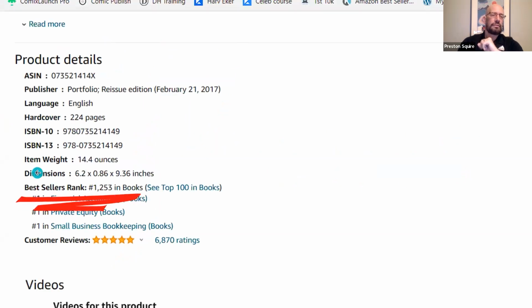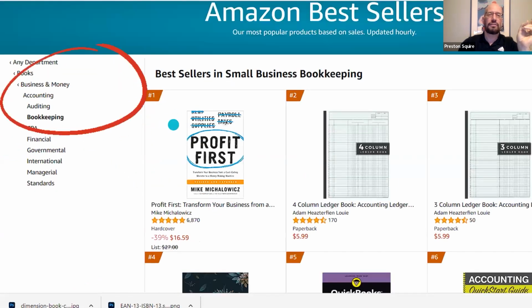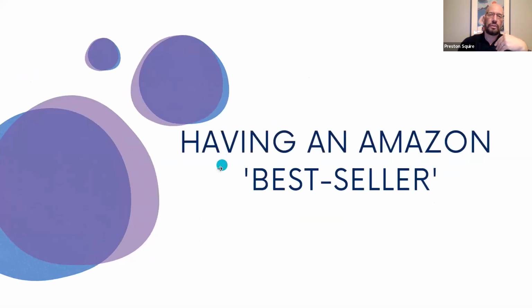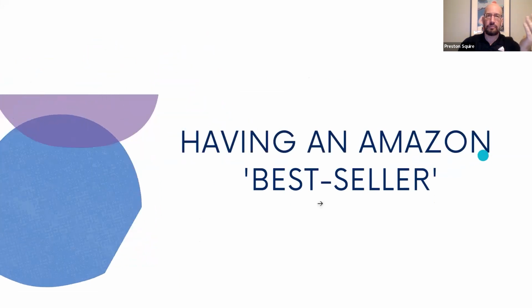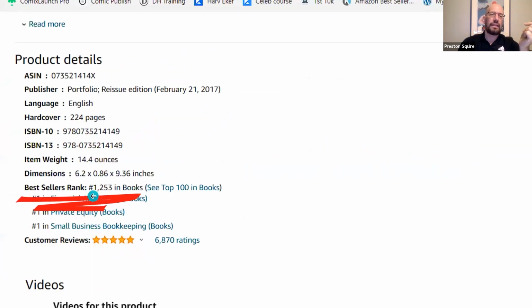So this book, the same book that we were looking at before, is number 1 in 3 different categories. So that's this book right here, Profit First. So I just clicked on it, went to the page description, scrolled down to the product information, and I see it's number 1 in these 3. So what does it take to be a number 1 in these 3? How many books do I have to be selling? So you're going to look for the best sellers rank.